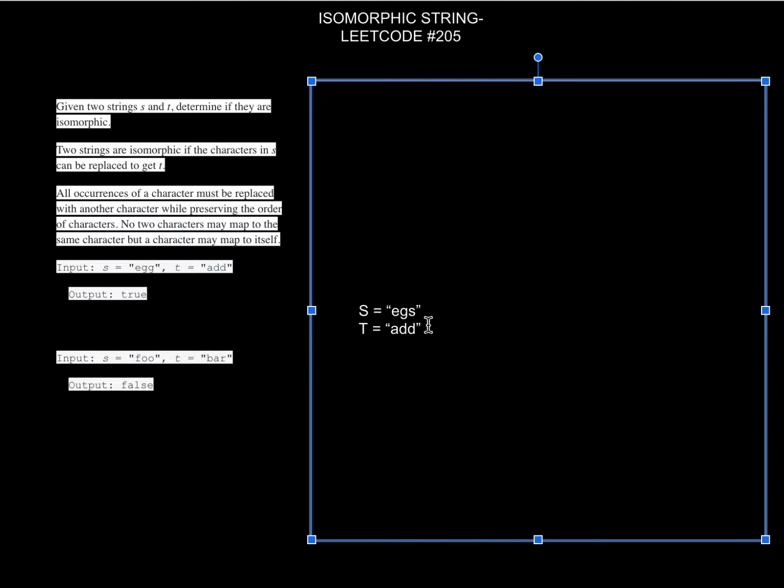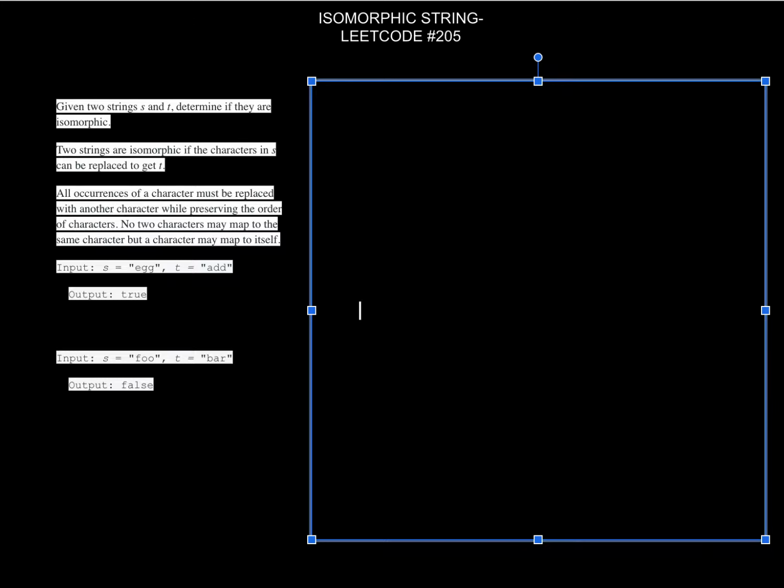So our question for today is isomorphic strings, and isomorphic strings are basically strings where we could manipulate the characters in the first string to get the second string, with the condition that no two characters may map to the same character in the second string. So we can't have something like EGS and ADD, because here G maps to D and S maps to D, so no two characters could map to the same element.